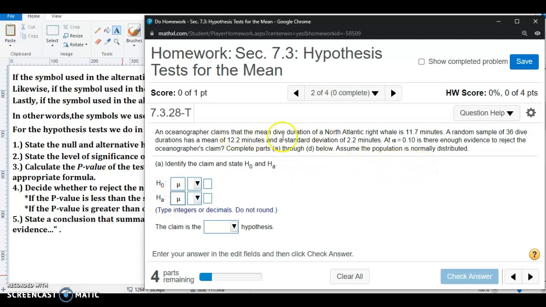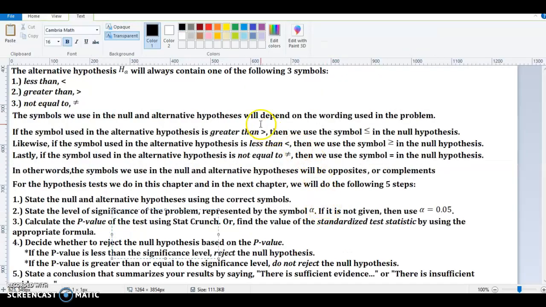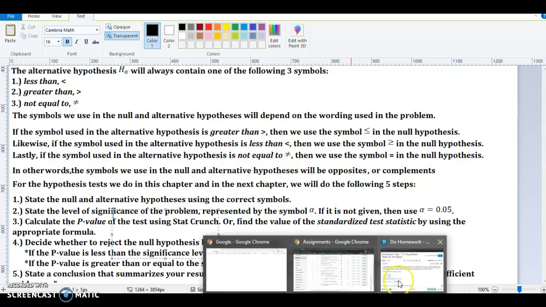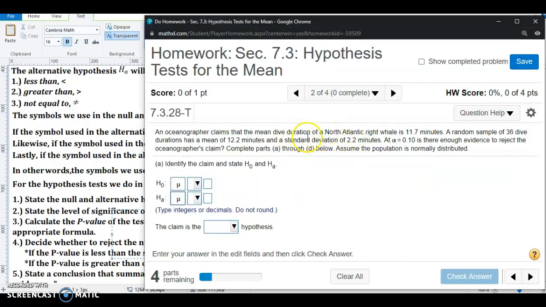So the claim here is that the mean dive duration is 11.7. It doesn't say greater than or less than, it simply says is. So that's going to translate to equal to. Remember, when we set up the alternative hypothesis, we're going to use one of these three symbols: greater than, less than, not equal to. The way that this problem is worded, when it says the mean dive duration is this number of minutes, that means in the null hypothesis, we're going to say the population mean mu is equal to 11.7.